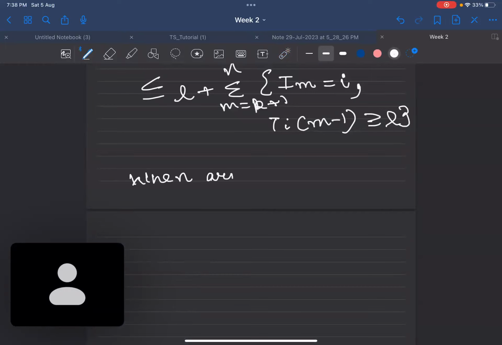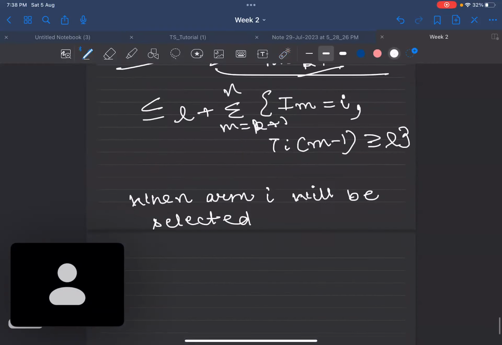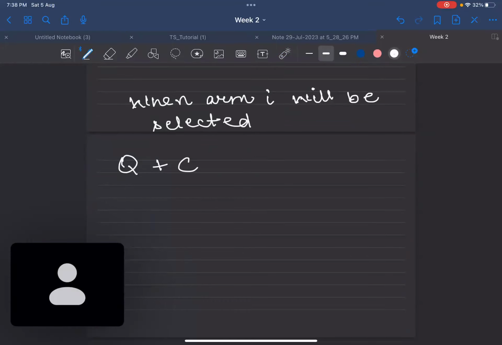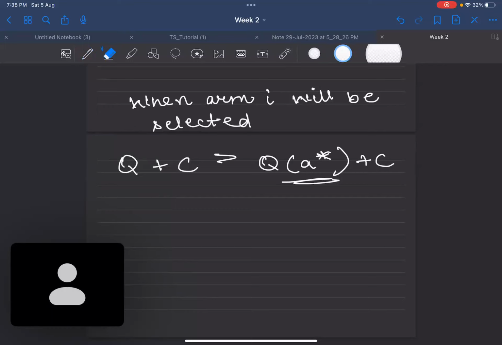When will arm I be selected? When its estimated reward will be greater than others. When Q plus that bound term that we have is greater than the max of the others, or I can say greater than the optimal one. Yes, ma'am. Here I have a question. It is here we are overcounting actually.